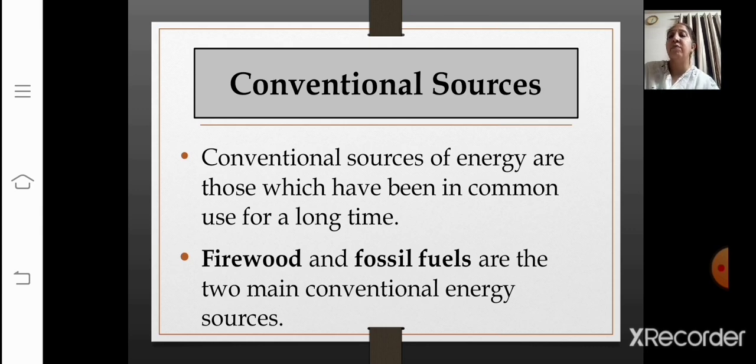Conventional sources means what? Very first thing you should understand that. What is the difference between conventional and non-conventional? Conventional sources of energy are those which have been in common use for a long time. Now the examples of these are firewood and fossil fuels. These are the two main conventional energy sources.